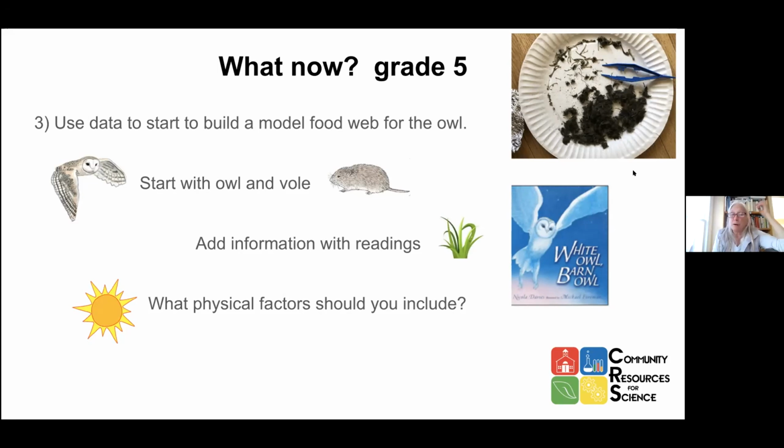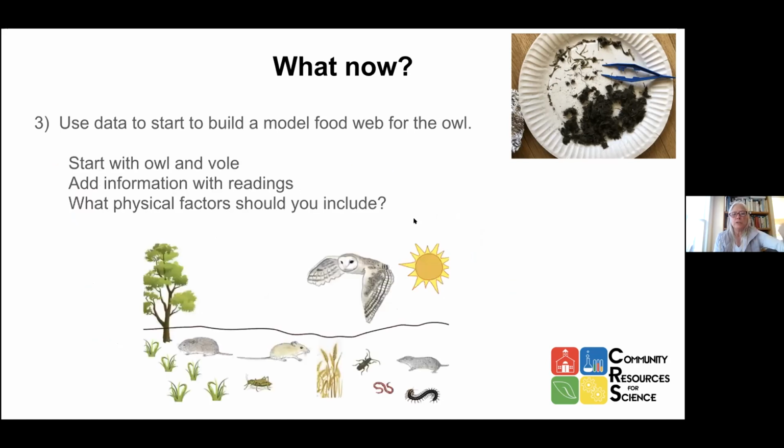Then you can start to think about, well, what physical factors should you include? Because an ecosystem includes both abiotic and biotic factors. And so if we want to talk about the habitat and the food web in an ecosystem, we might want to start adding physical factors. So from there, next slide. You could give them some icons and have them build it in a Jamboard. You could have them just draw it or use words and just create a food web to think about connections.